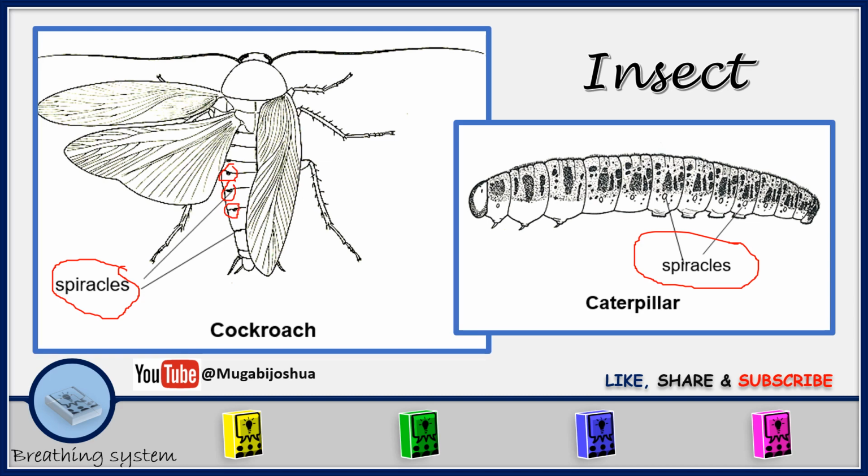And when you look at the caterpillar, we have also these small holes, which are the spiracles. They are the ones that allow gaseous exchange. And since we are going to talk about breathing in insects, that is the starting point for gaseous exchange in insects. The cockroach and the caterpillar will represent the other insects.